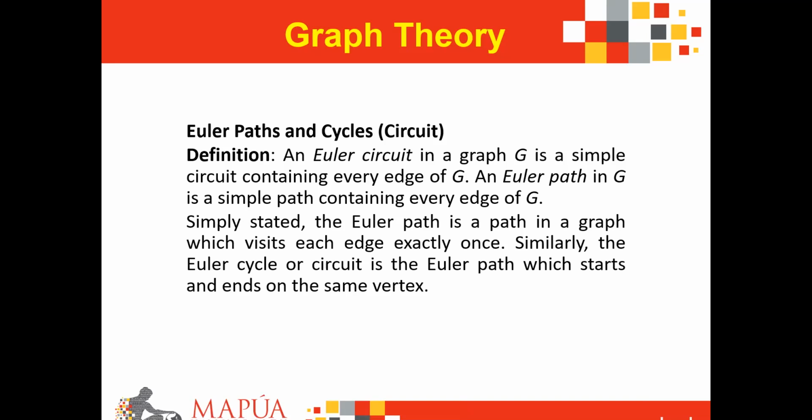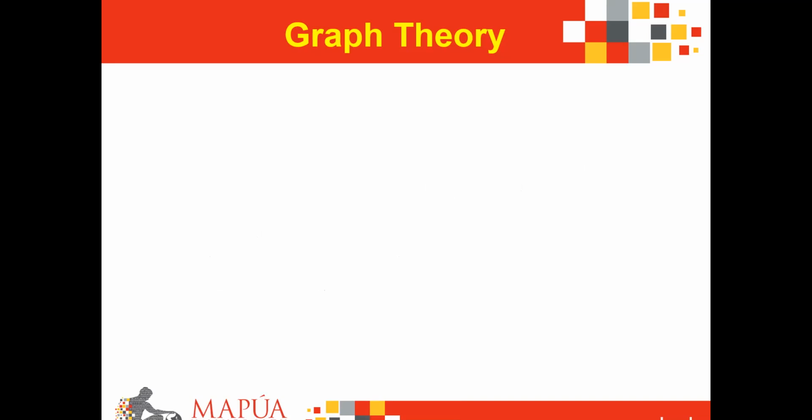Similarly, the Euler cycle or Euler circuit is an Euler path which starts at a given vertex, visits every edge exactly once, and goes back to your starting vertex. As seen from the definition, you may go back and forth on the different vertices in order to cover each edge and traverse it exactly once.